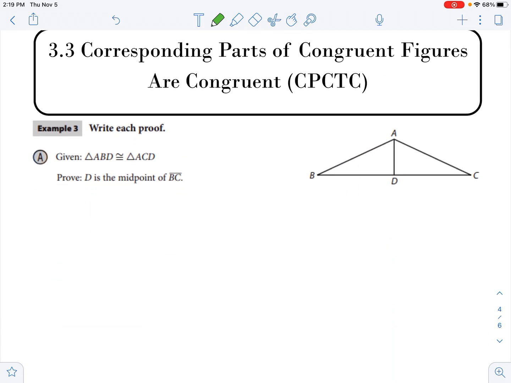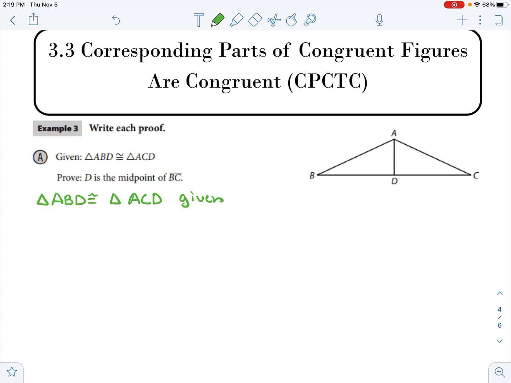Lastly, going through some proofs. So what we want to do is prove. Anytime you start with a proof, our first step is just writing what's our given. So we'd say triangle ABD is congruent to triangle ACD, and that's because it's given.